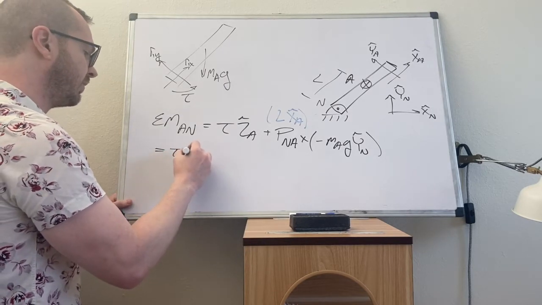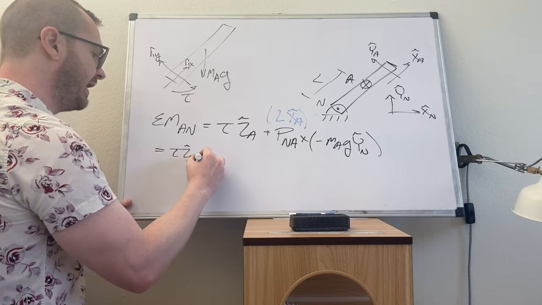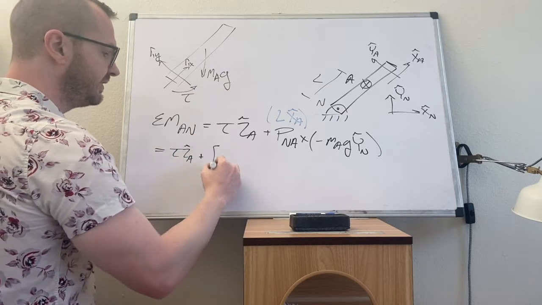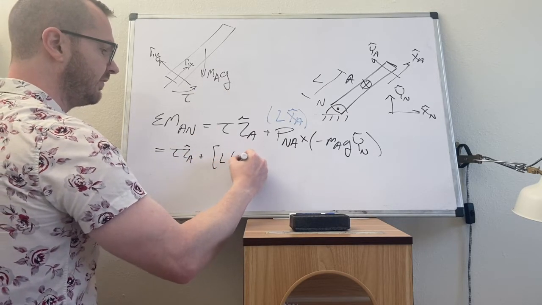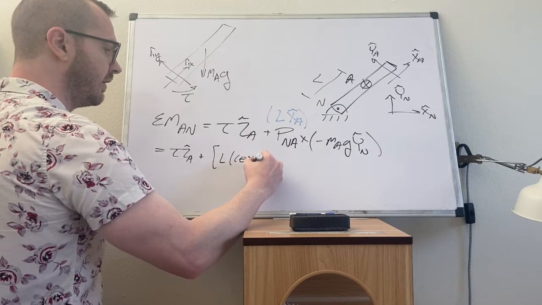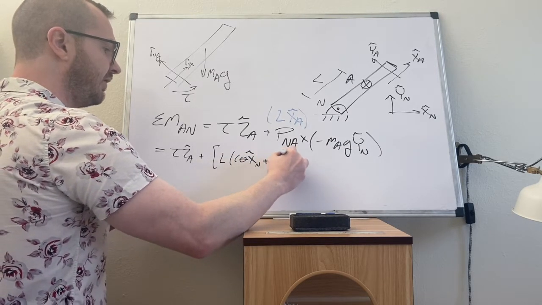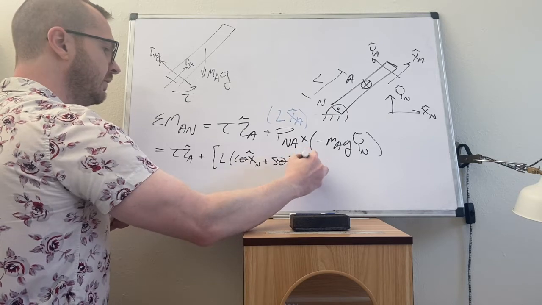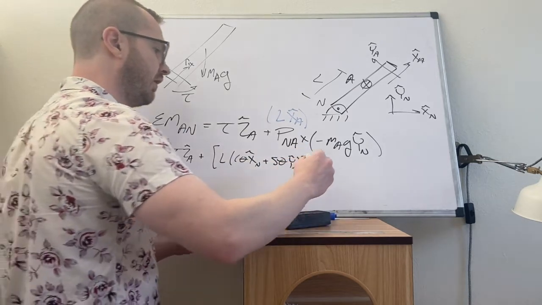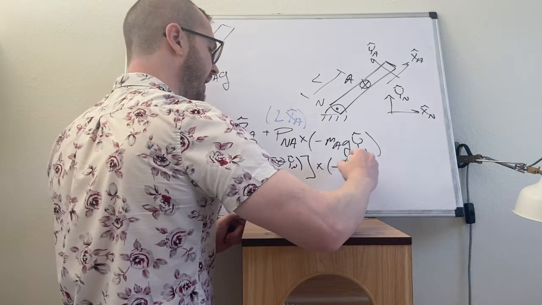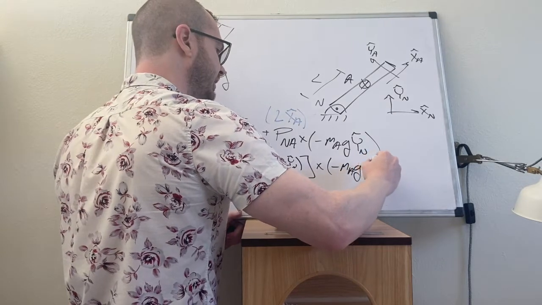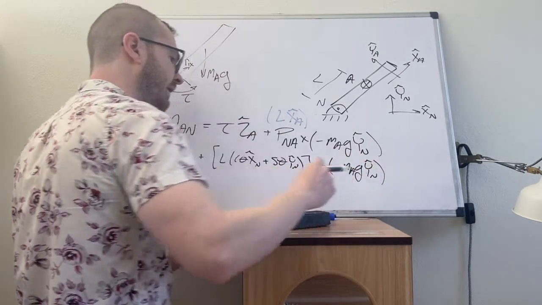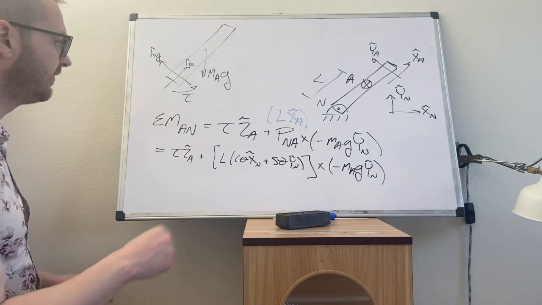So equal, bring down the torque, Z A plus. The position vector is L times cosine theta x hat N plus sine theta y hat N, cross minus m a g y hat N. So what is this going to give us?